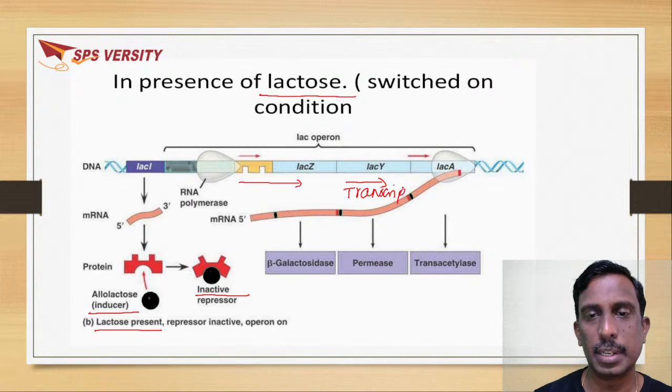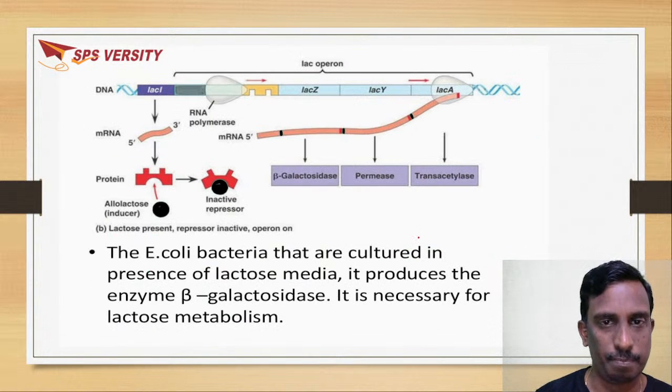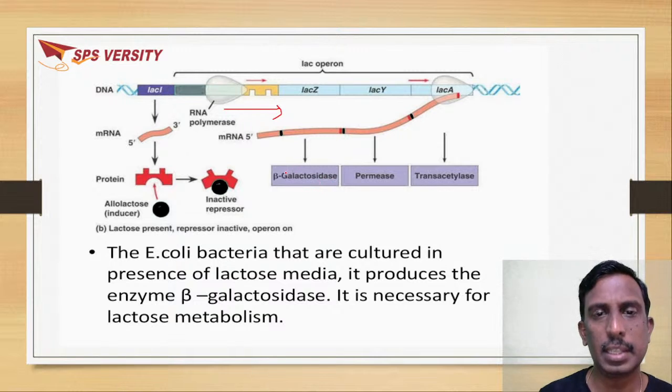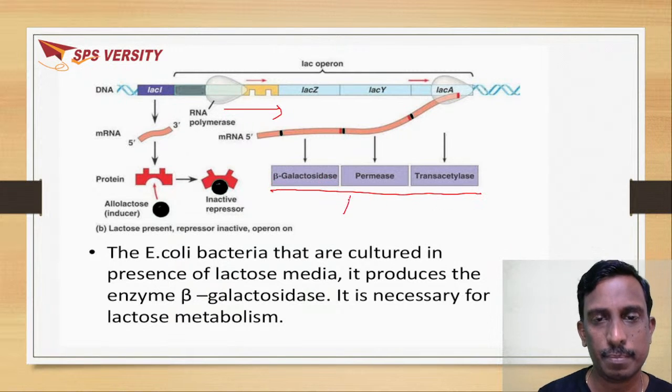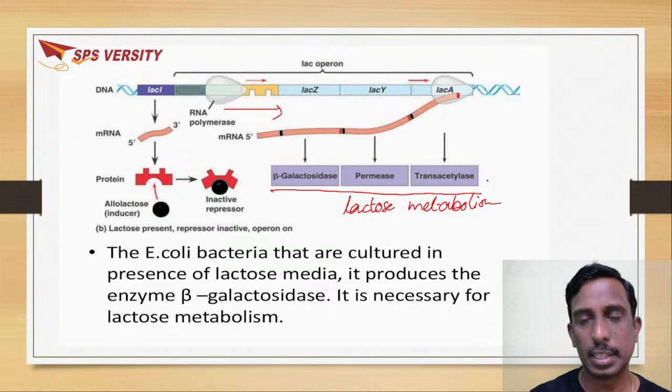So here there is transcription, and after formation of the mRNA, next takes place translation. After translation, these three enzymes are formed: beta-galactosidase, permease, transacetylase, which play an active role in lactose metabolism. That is, in the presence of lactose, the repressor is inactivated, so that the RNA polymerase can proceed towards the structural genes. And these enzymes are needed for lactose metabolism. So when there is the requirement of lactose metabolism, these enzymes are synthesized.